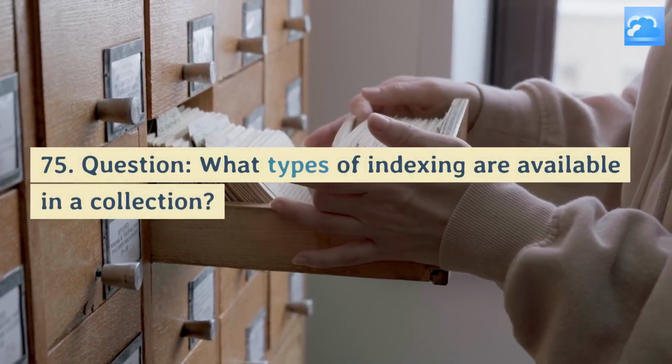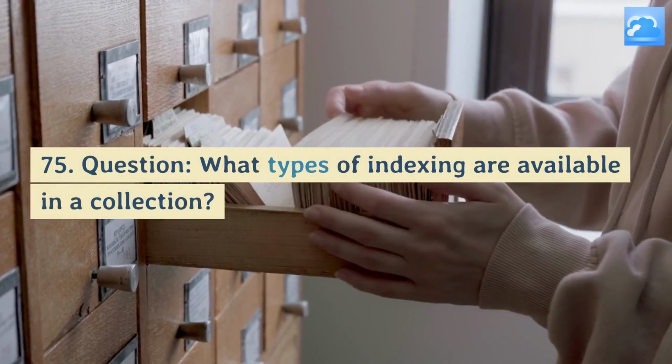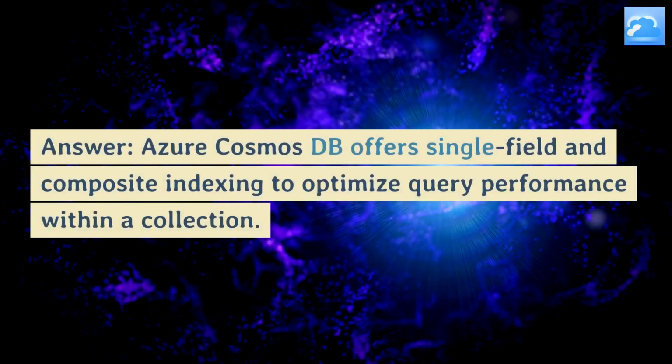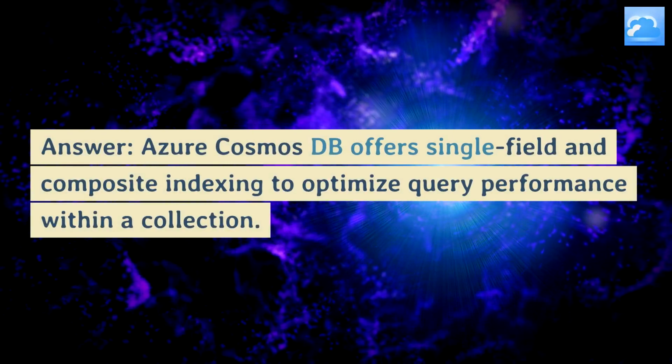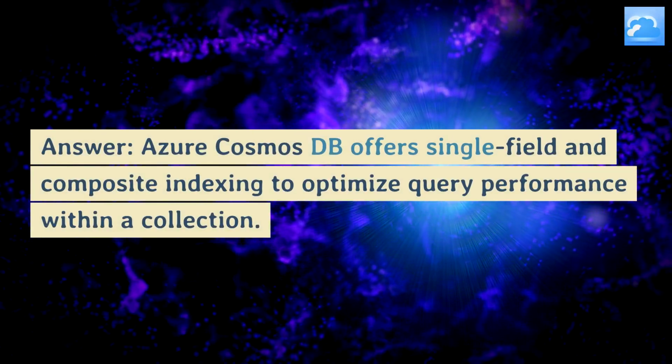75. Question: what types of indexing are available in a collection? Answer: Azure Cosmos DB offers single field and composite indexing to optimize query performance within a collection.